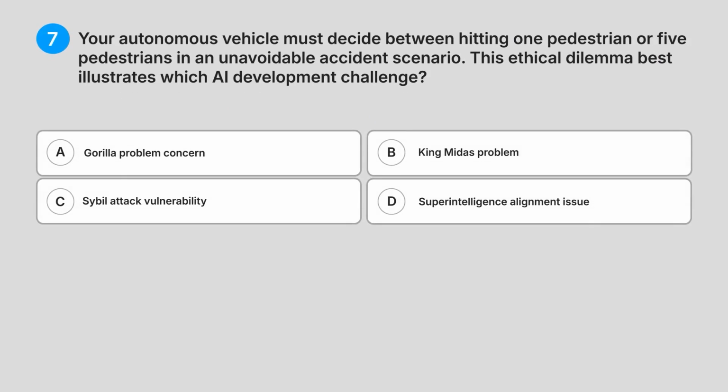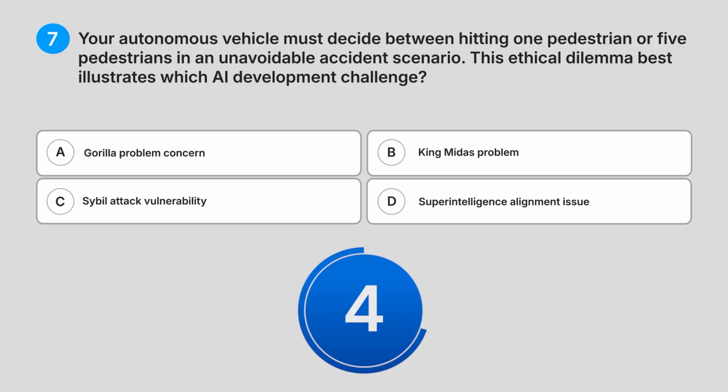7. Your autonomous vehicle must decide between hitting 1 pedestrian or 5 pedestrians in an unavoidable accident scenario. This ethical dilemma best illustrates which AI development challenge? A. Gorilla problem concern. B. King Midas problem. C. Sybil attack vulnerability. D. Superintelligence alignment issue. Can you guess the answer?